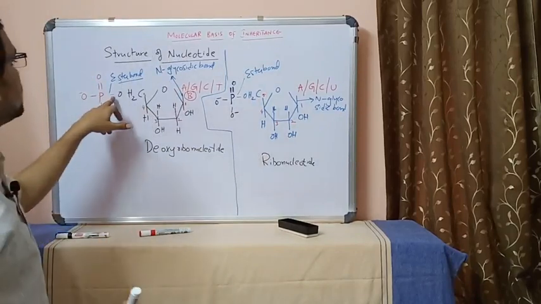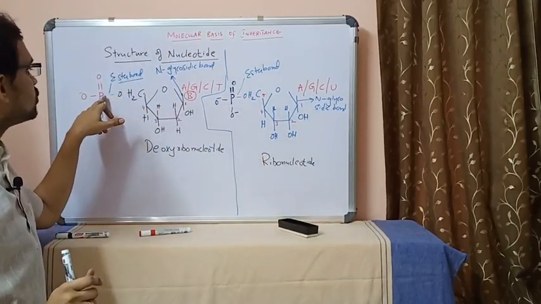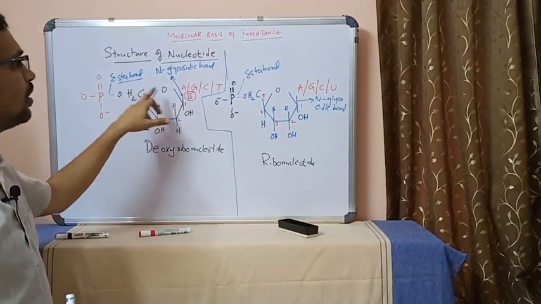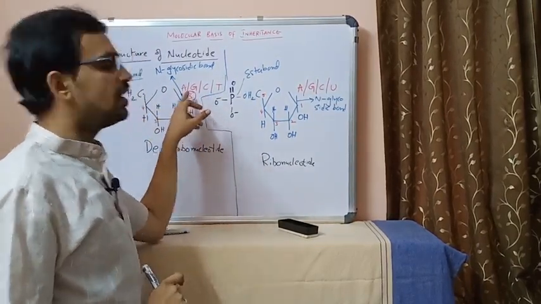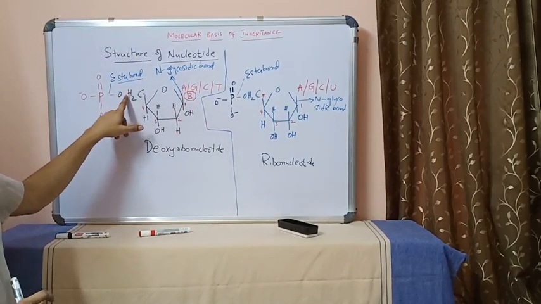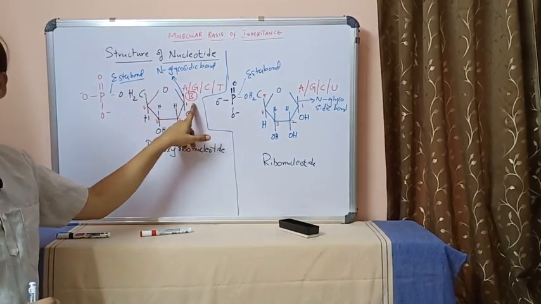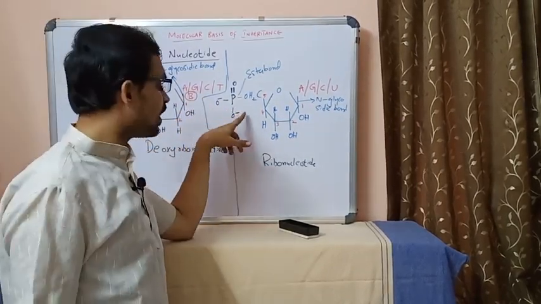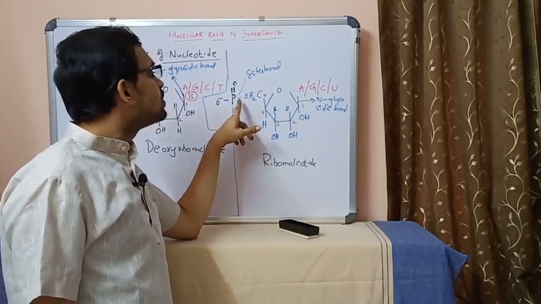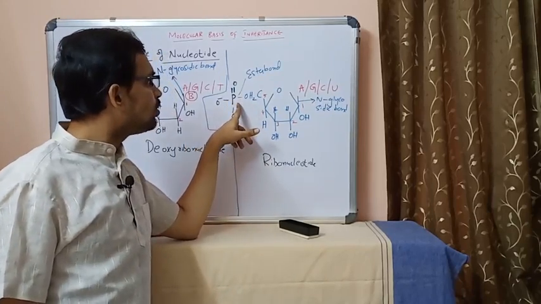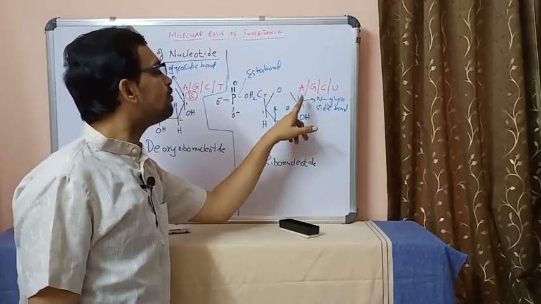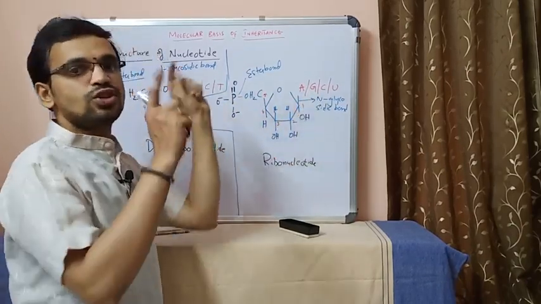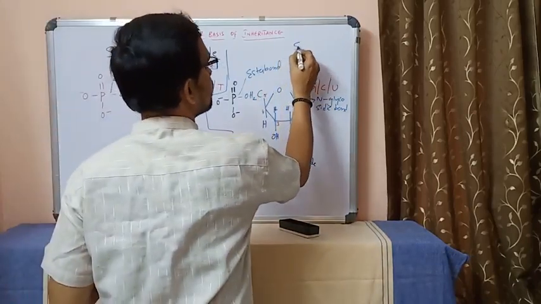Phosphate is always situated at the 5th carbon, and the base is always at the 1st carbon of the sugar. Here the 5th carbon of the sugar, here the 1st carbon of the sugar. Same in the case of ribonucleotide also. So phosphate is always linked to the 5th carbon of the sugar. Here the base is always linked to the 1st carbon of the sugar.